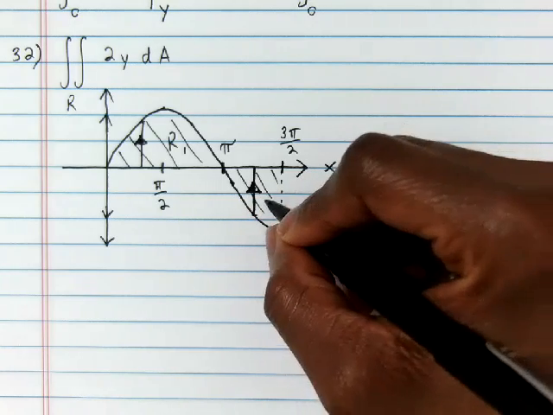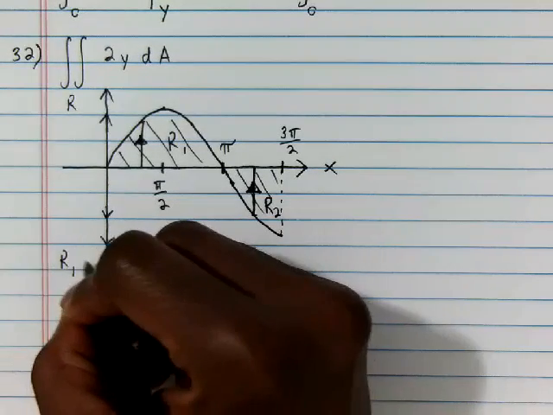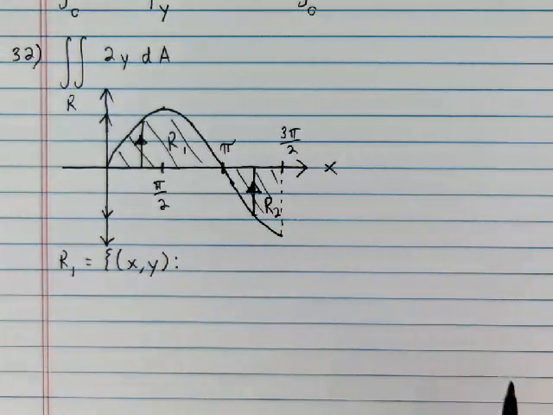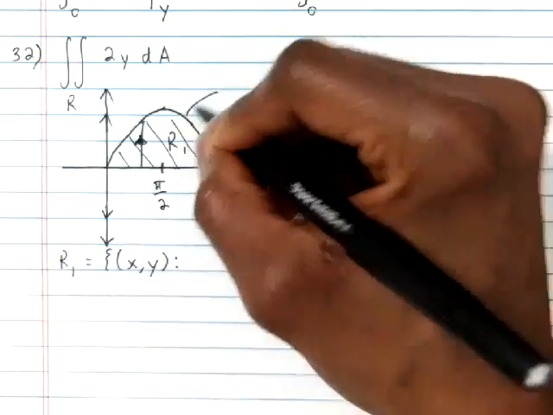And we'll call this R2. So we now have our two regions. We're going to define our regions. R1 equals the set of points x, y, such that you always want to set up your region. So actually, let me explain in a little more detail.